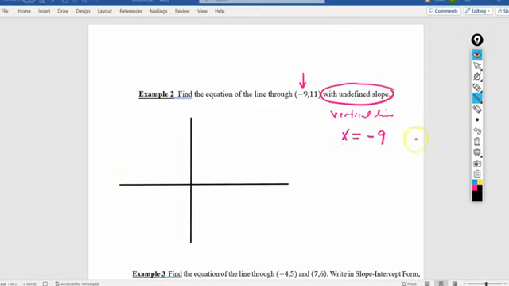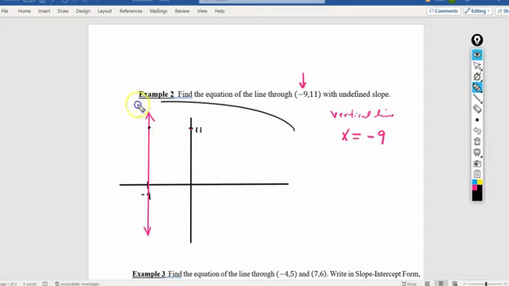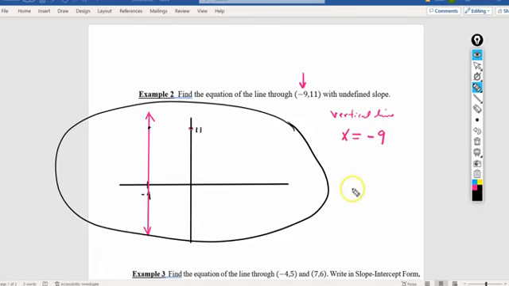Okay, so we want the vertical line x equals -9. So I'm going to find -9 on the x-axis, and that is the vertical line that goes through -9 on the x-axis. So there's a picture of the line. And you can see that the point -9, 11 is going to be on that. So if you were just given this and you were asked, well, what's the slope? The slope is undefined. What's the equation? It's a vertical line. It goes through -9. So the equation is x equals -9. Okay.